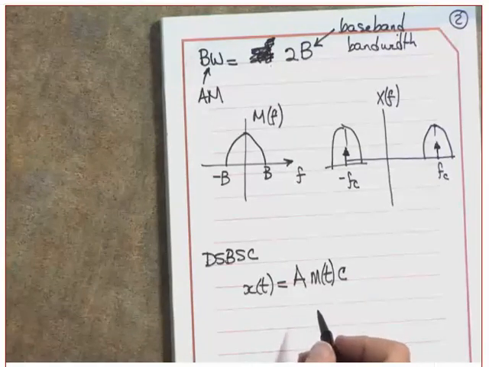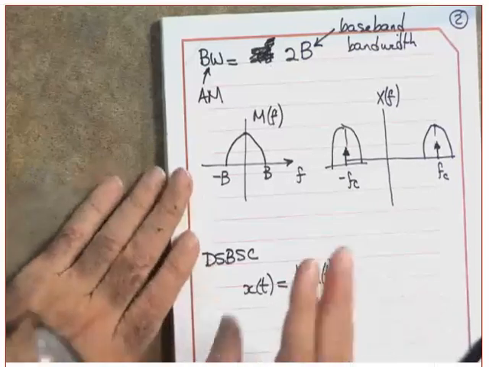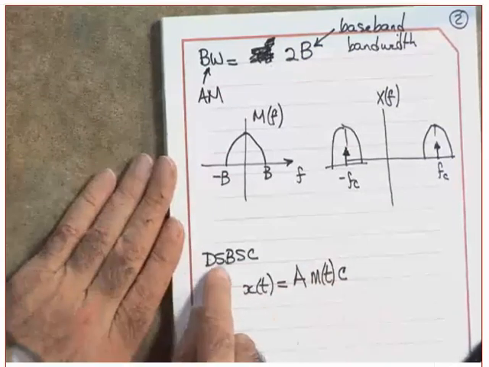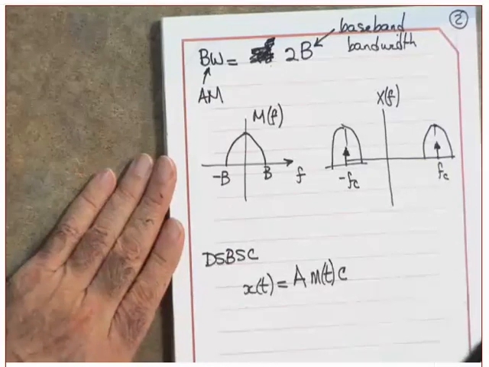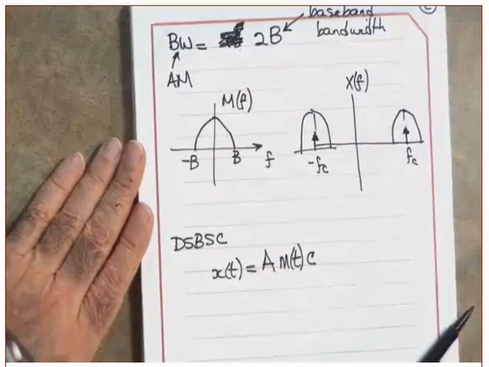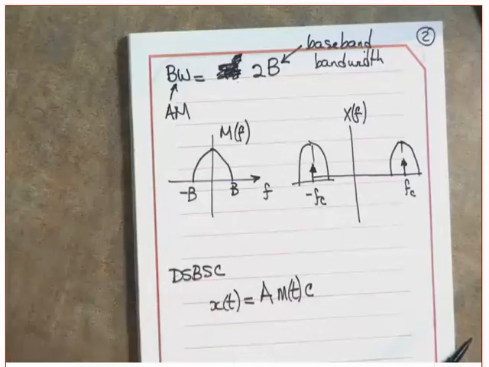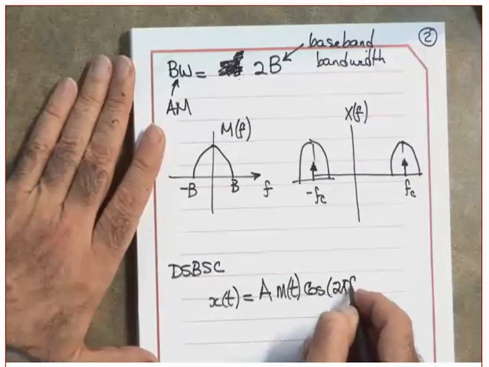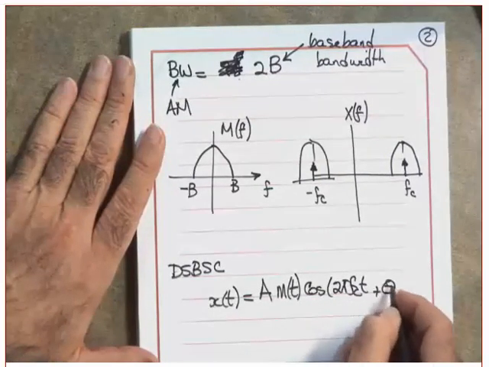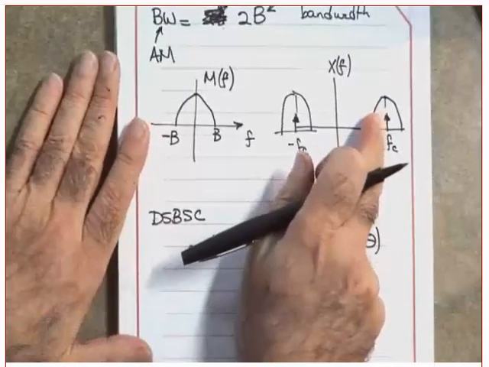The question is, what happened to the mu? My dear, listen to me. In DSB-SC, the double sideband suppressed carrier, you are not going to be able to use envelope detection. You have to use coherent detection. Do you understand that or not? So we don't talk about the modulation index anymore. Clear? Okay, so it's A m(t) cosine(2 pi f_c t plus theta). You will not find an impulse in here.